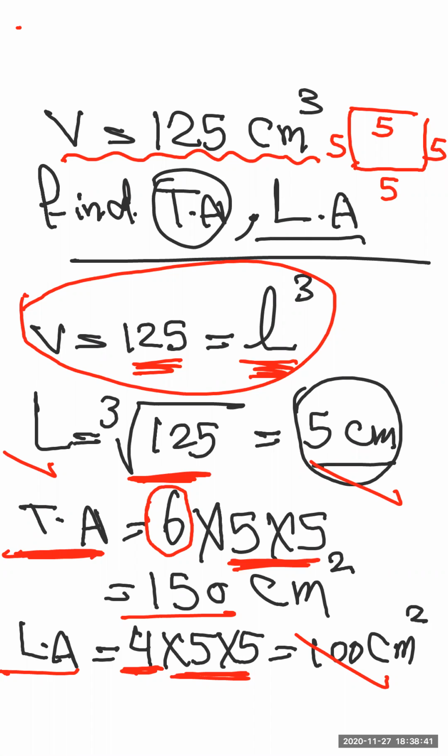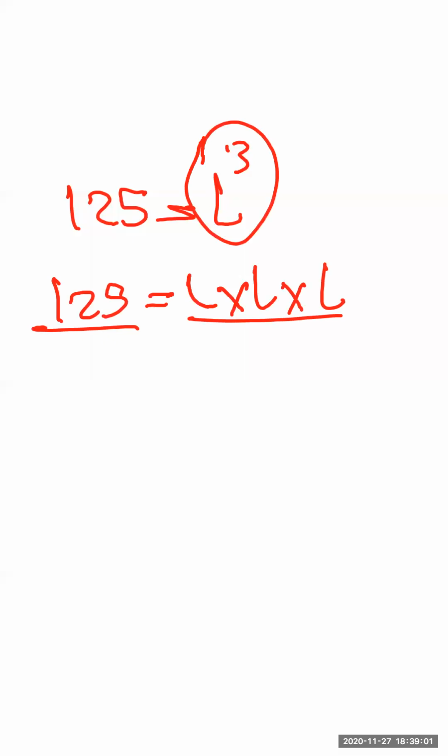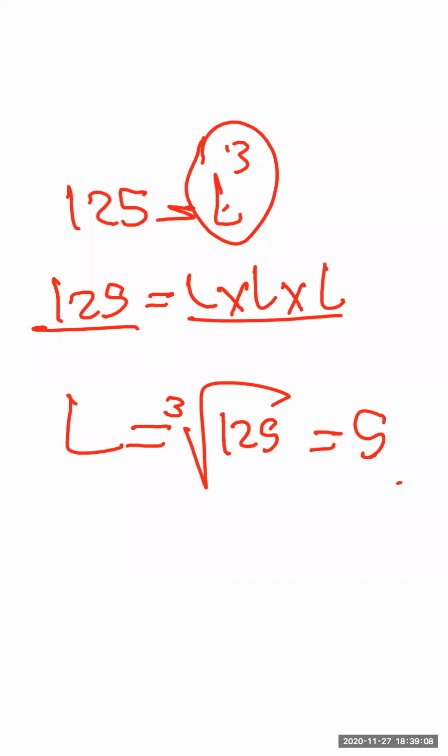You got my meaning? What's the meaning of L times L times L, Omar? It will be the same. So it's 125 equals L cubed. So 125 equals L times L times L. So that this one is at the power of 3. I want to get L. So cubic root of 125, so it will equal 5. That's it.